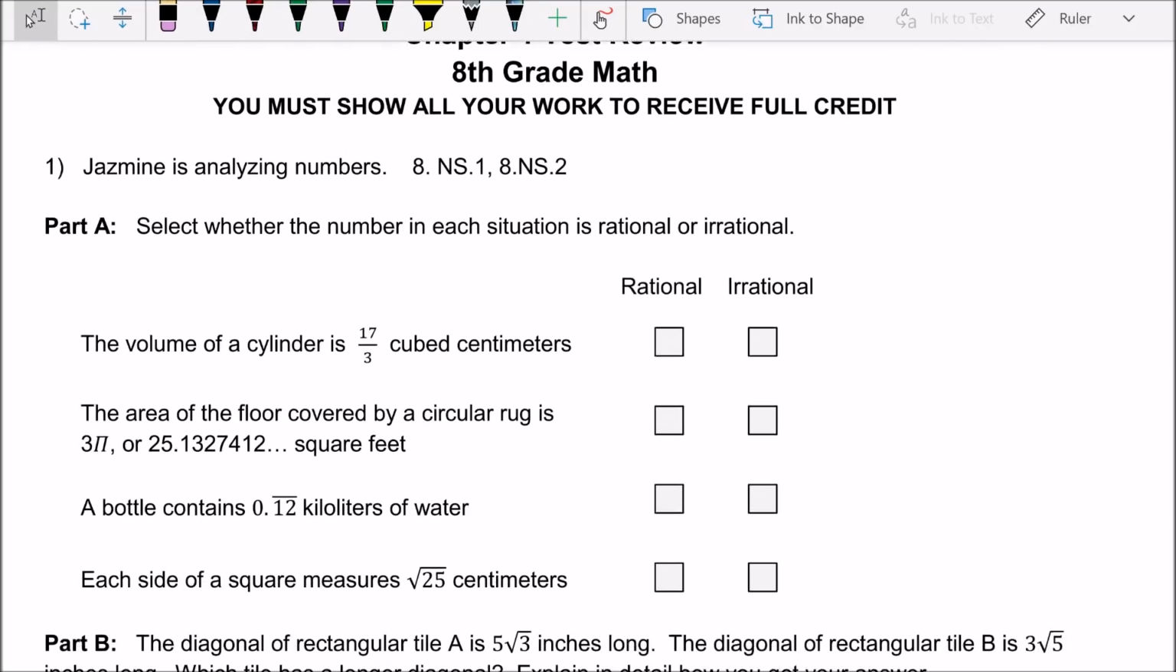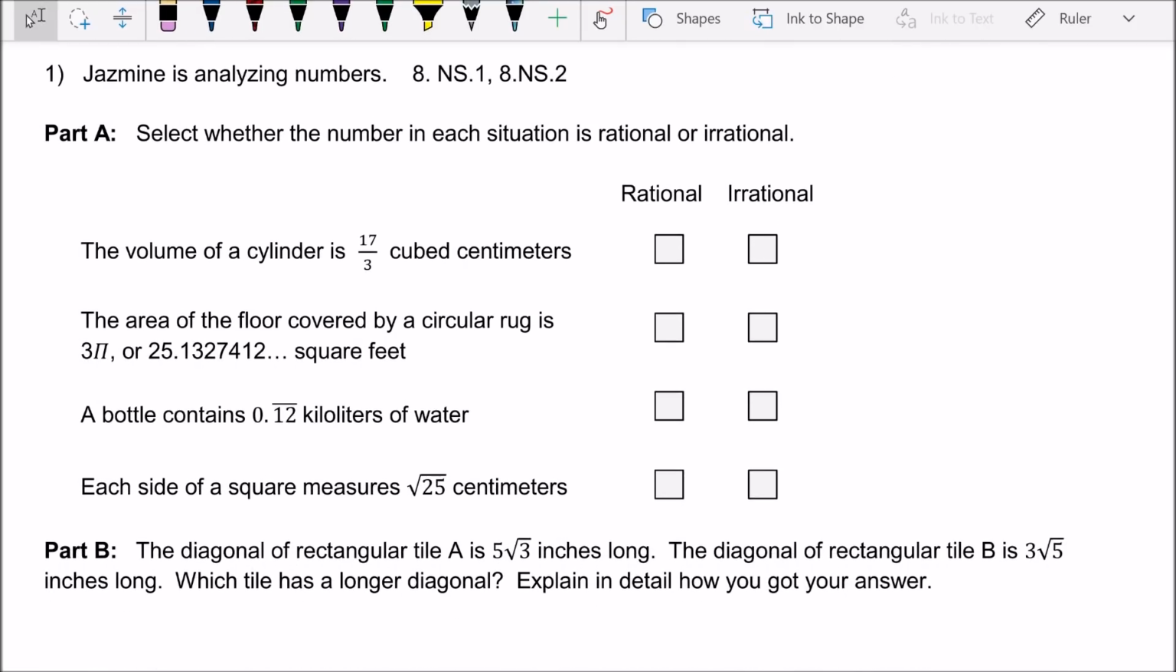Number 1, Jasmine is analyzing numbers. Part A, select whether the number in each situation is rational or irrational. So in class, we already talked about rational and irrational.